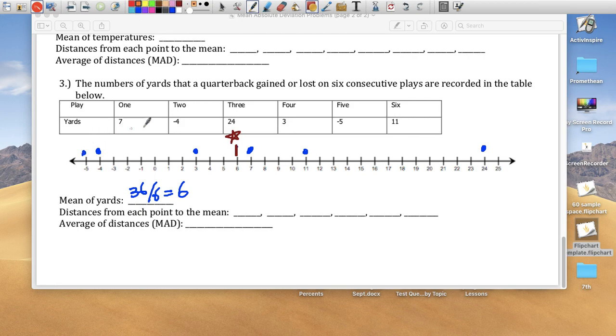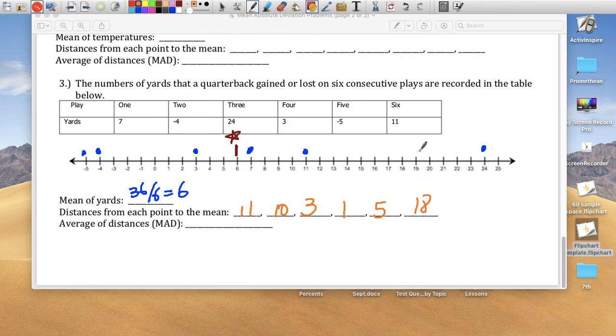So how far is negative 5 from 6? Well, negative 5 to 6 is 11. Negative 5 to 0 is 5, and then 0 to 6 is 6, so 5 plus 6 is 11. How far is negative 4 to 6? That would be 10 units. How far is 3 to 6? 3 units. How far is 7 to 6? 1 unit. How far is 11 to 6? That's 5 units. And how far is 24 to 6? That would be 18 units.